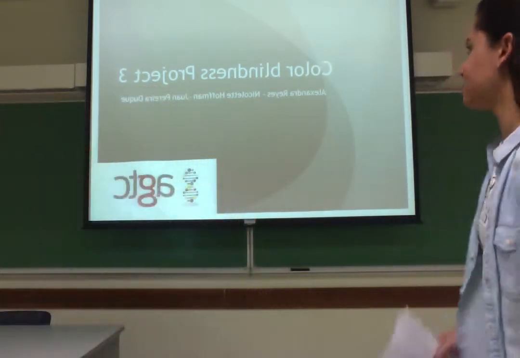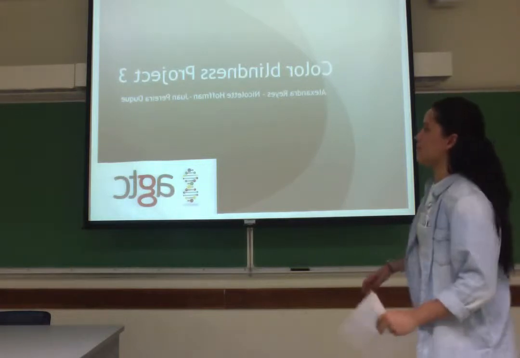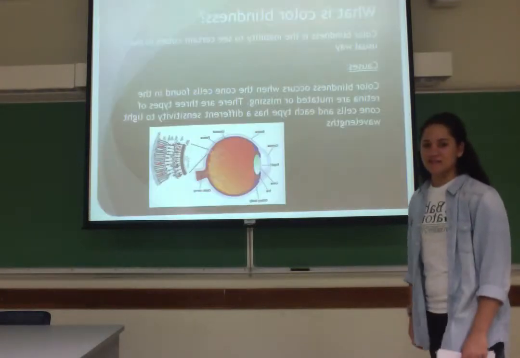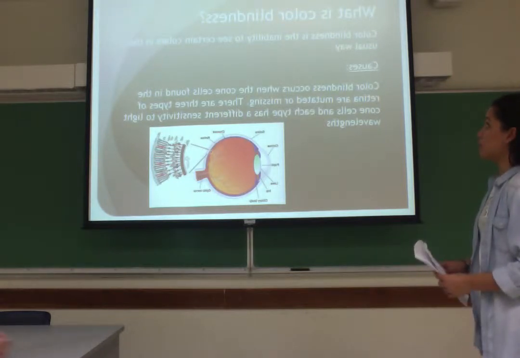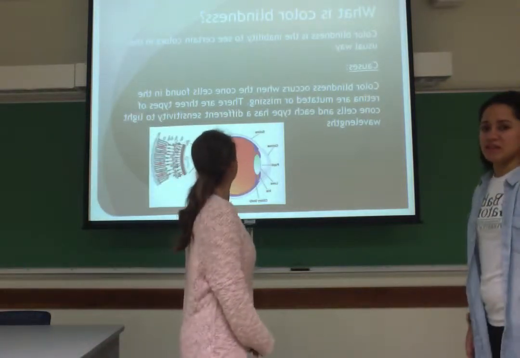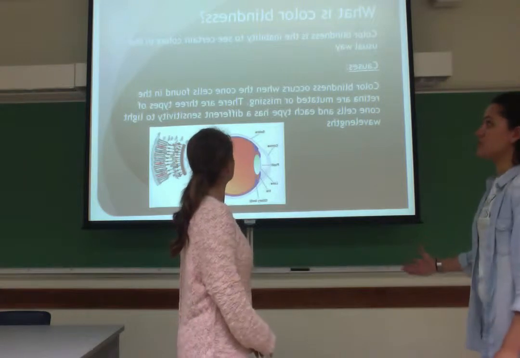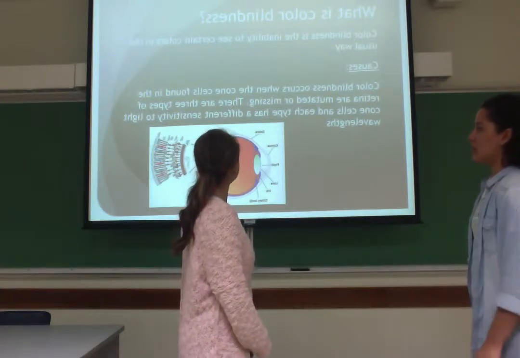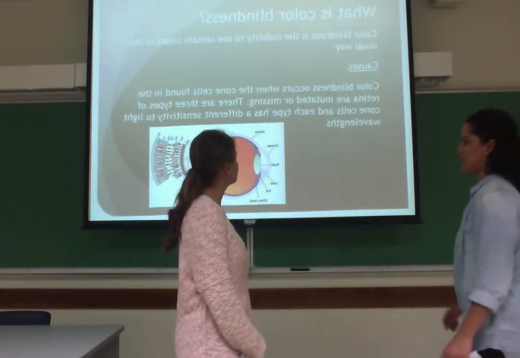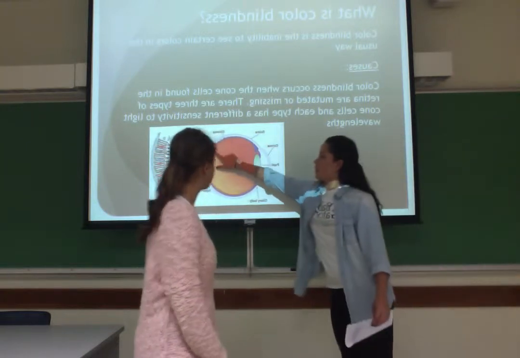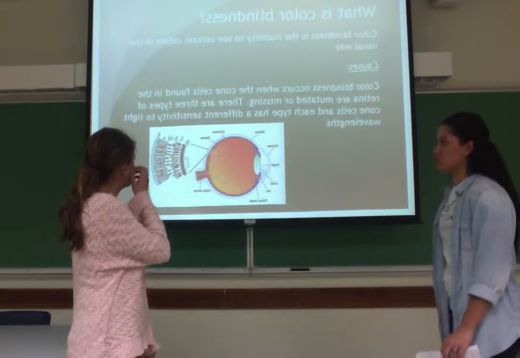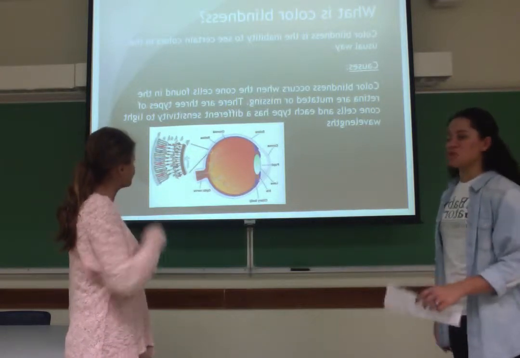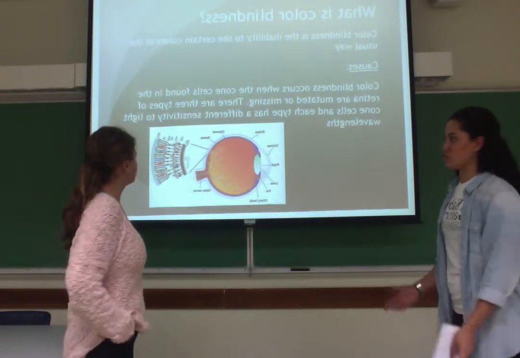So our third and final project was on color blindness. This is just some basic background information on what color blindness is. It's basically when you have the inability to see colors as everyone else would see. What happens in your eye is that the retina, right here in the back, is missing either all the cones or certain cones. And depending on which cones it's missing, that's what kind of color blindness you will have.